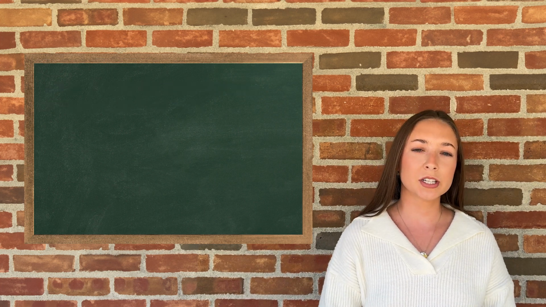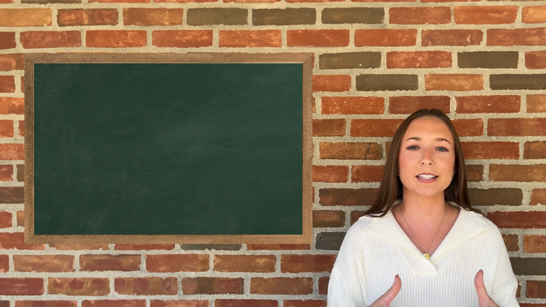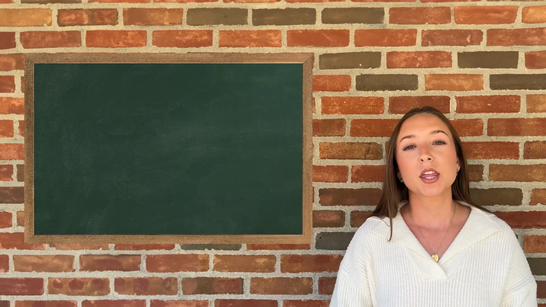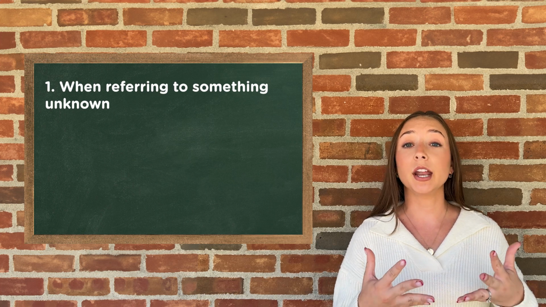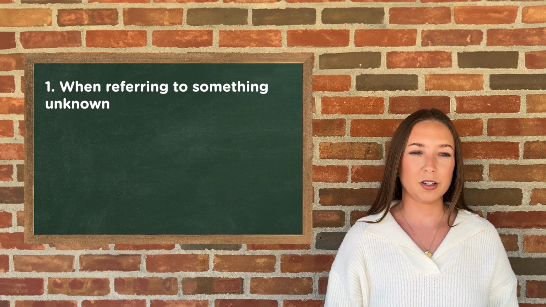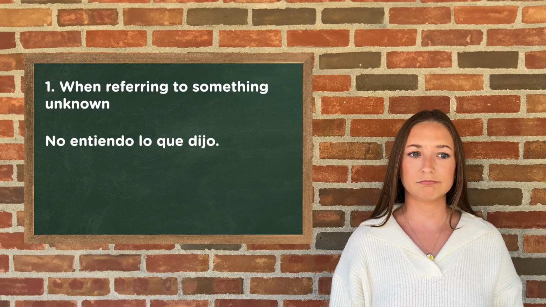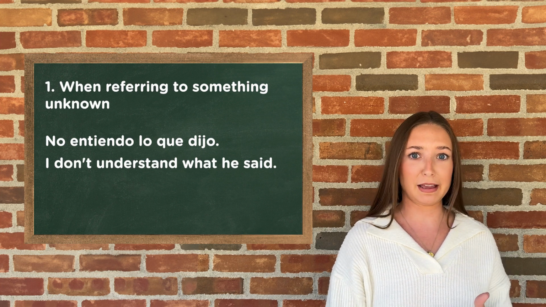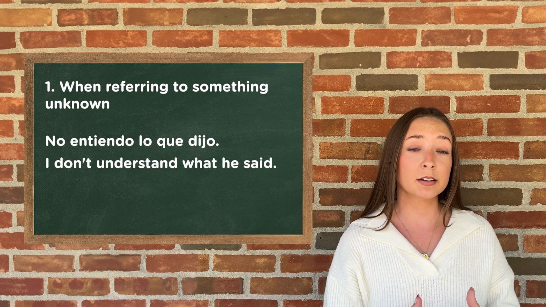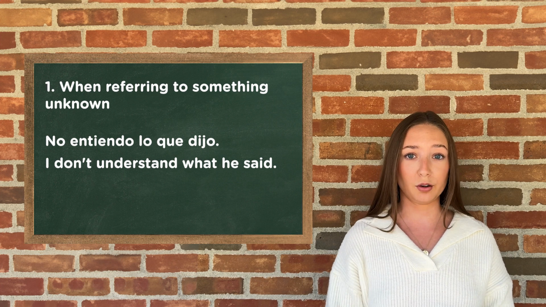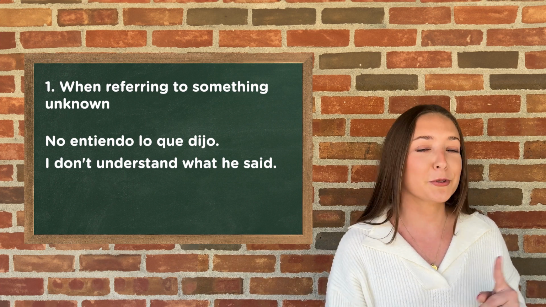Now in this next section, let's talk about the different contexts in which we can use lo que. We're going to break down a couple scenarios in which we can use this common small but mighty phrase lo que. The first context in which you can use lo que is when we're referring to something unknown. For example, no entiendo lo que dijo. I don't understand what he or she said. In this case, the lo que is referring to something specific, but that is unknown to the listener. In this case, the thing that was said.